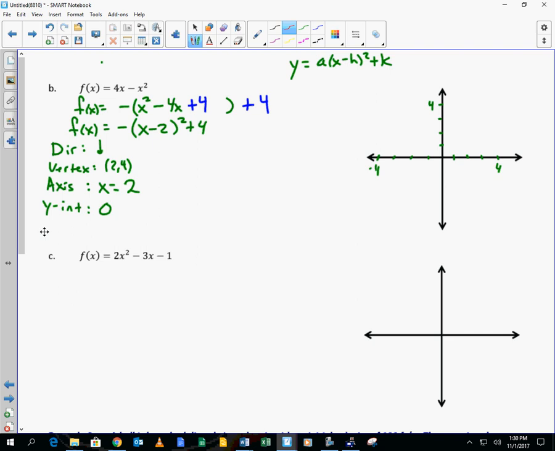I plot 2, 4. I'm going to make Gigi's point, which was that you can see that this sits 2 units away from the axis of symmetry. So therefore, if I reflect it, I do have another point over there. I go ahead and make my shape. Does this have a min or a max?